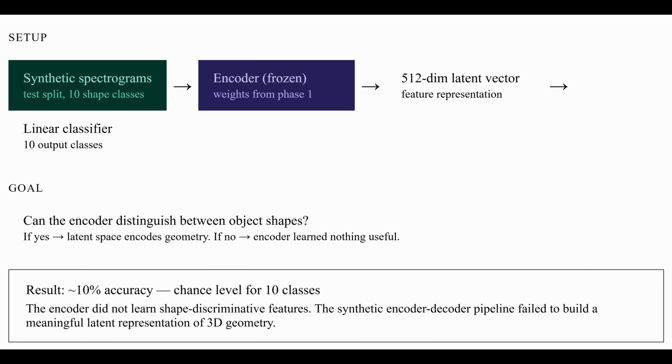In phase 2, we ran a classifier on top of the encoder's output features to check whether the encoder had learned anything useful. If it had, it should be able to distinguish between different object shapes. It could not. Accuracy stayed at around 10% chance level for 10 classes. That is the clearest sign that the encoder-decoder did not learn meaningful structure.